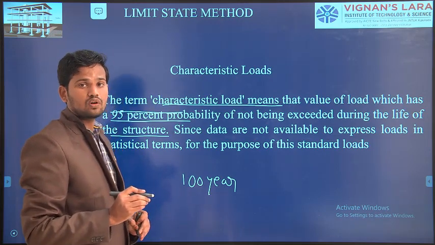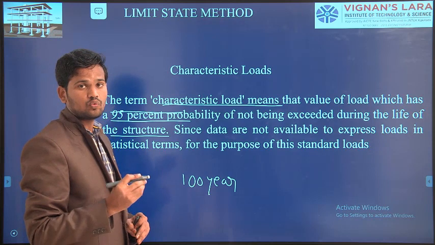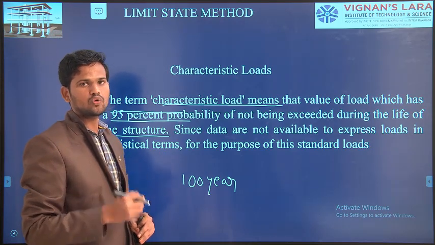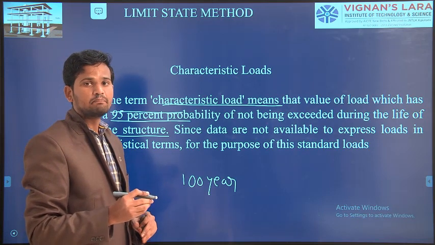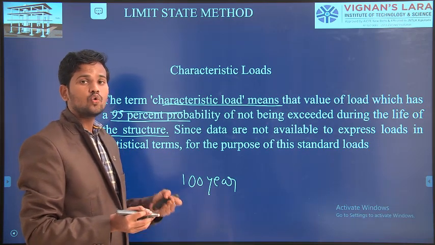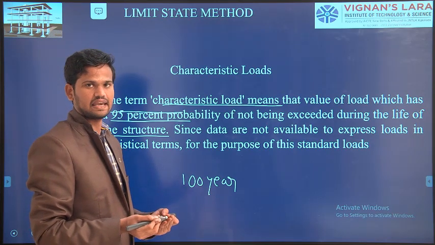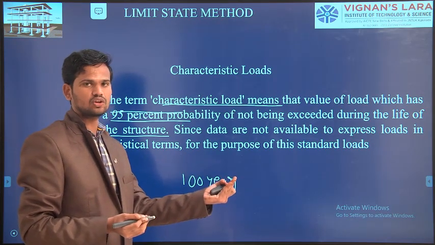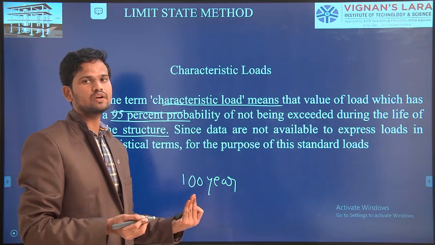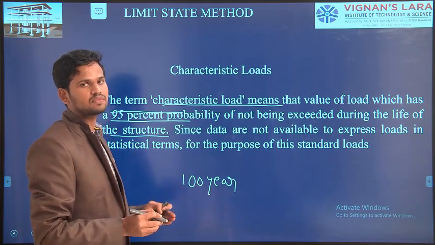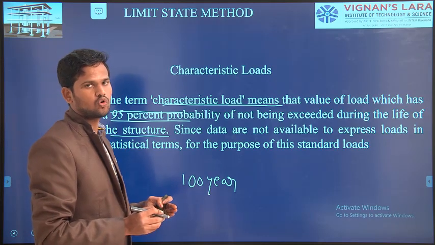In IS 875, we have different types of loading conditions such as dead load, live load, wind load, snow load, earthquake load. Based on these loading conditions, we have different types of loading acting agents. That means if you take the kitchen room, how much dead load is acting, how much live load is acting, all these terms will be taken from the IS 875 code book.